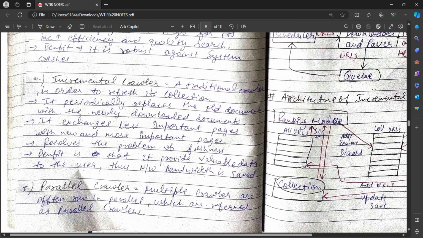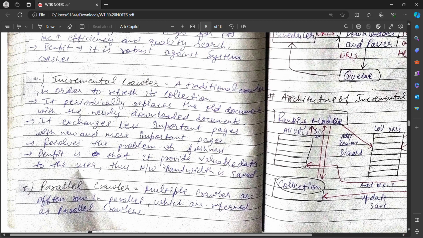Because if you are adding a new document, obviously some kind of information has been changed or updated, or a new version came, so these documents contain information about the updates. If your crawler is fetching these web pages, you are increasing the freshness. Freshness means the complete updated version. So what is the benefit?